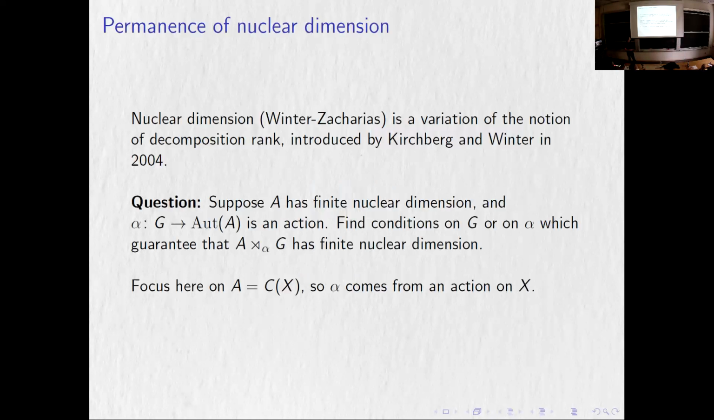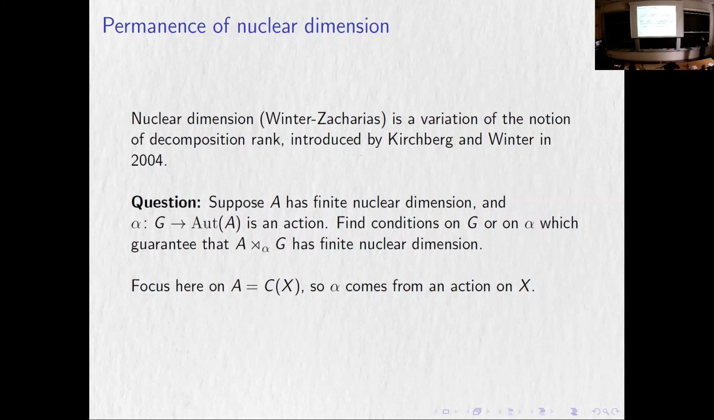Okay, so let's see what the motivating question is. We have this notion of nuclear dimension, introduced by Winter and Zacharias. It's a variation of the notion of decomposition rank, which was introduced by Kirchberg and Winter in 2004. That's a very important concept in the structural theory of C-star algebras. I won't survey that; you've presumably heard enough about it.